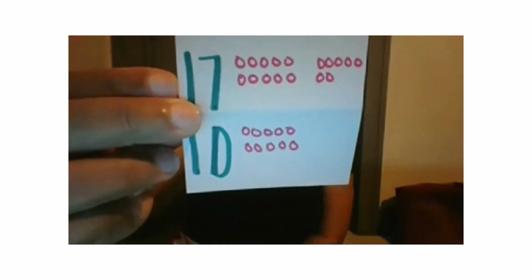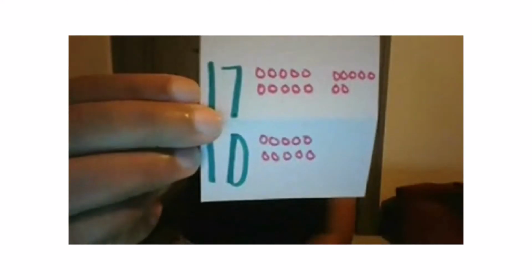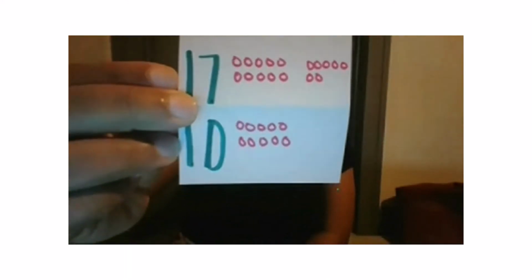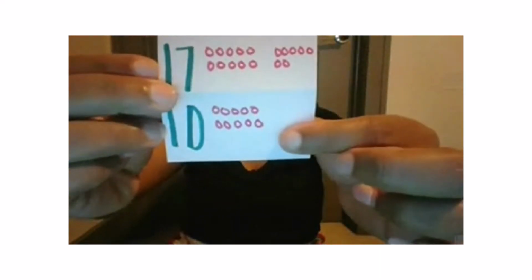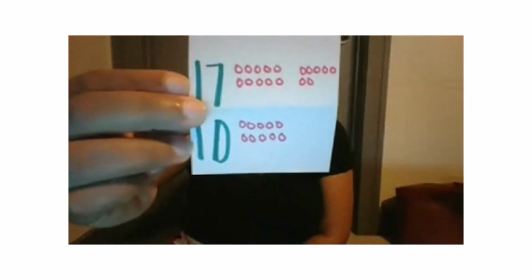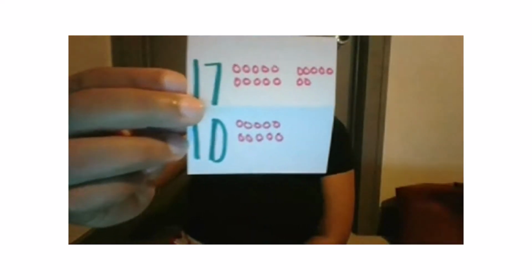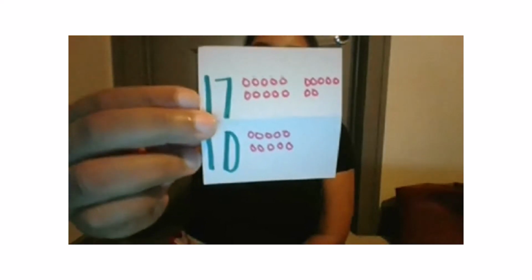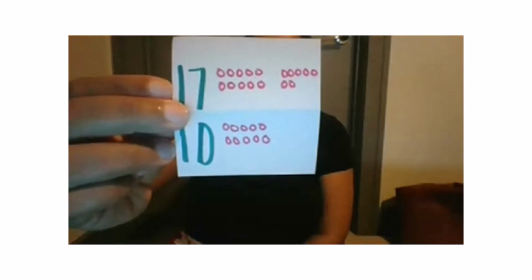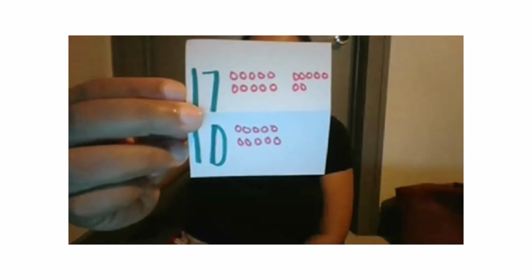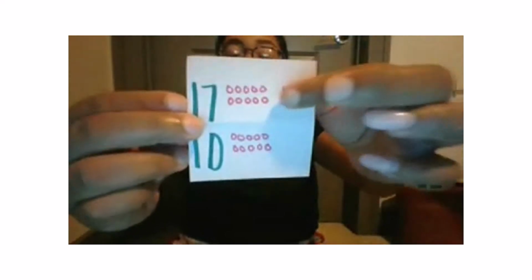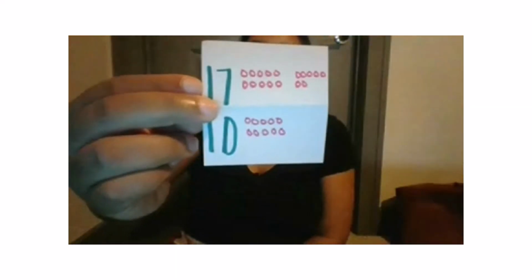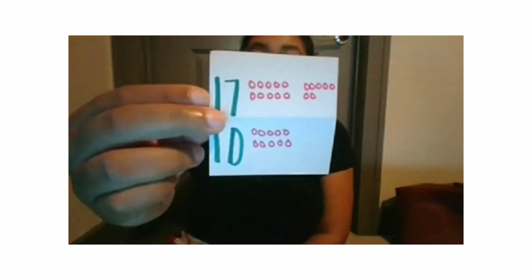Alright, so we have our 10 right here and we have our 10 right here. Which number has the smaller amount of ones? So how many ones do you have right here? 7. How many ones do you have right here? 0. Which number is less? 10. Great job. So 10 is less than 17 because 10 doesn't have any ones and 17 has 7 ones.